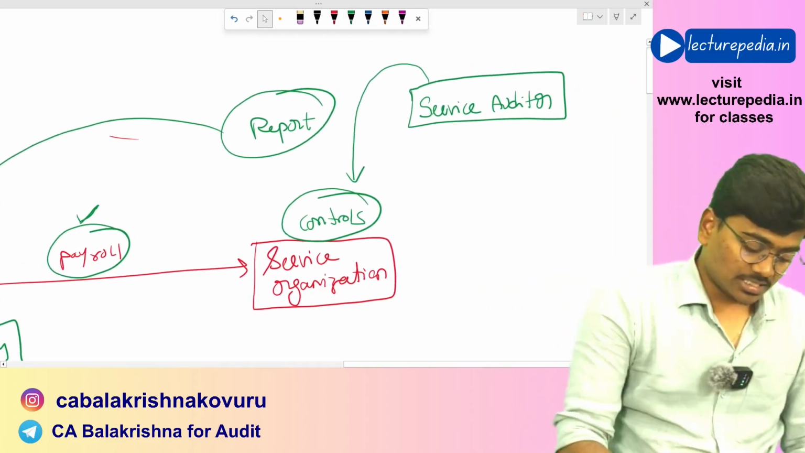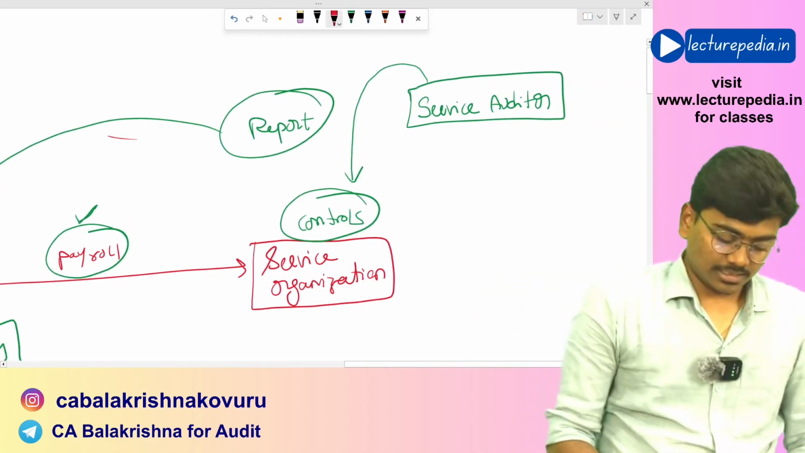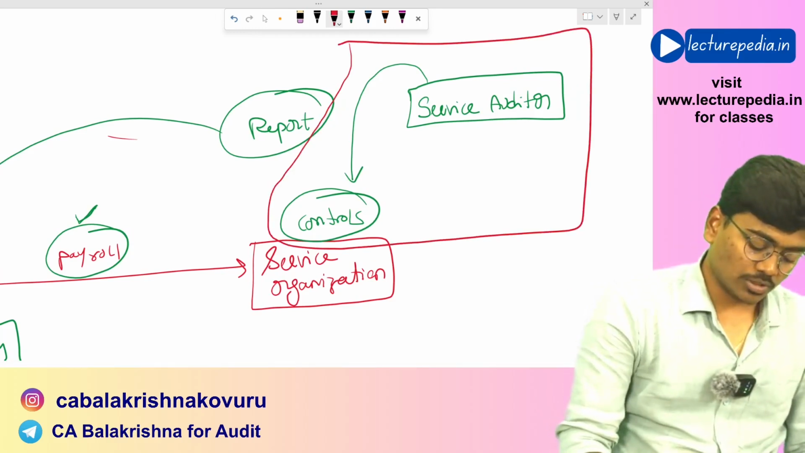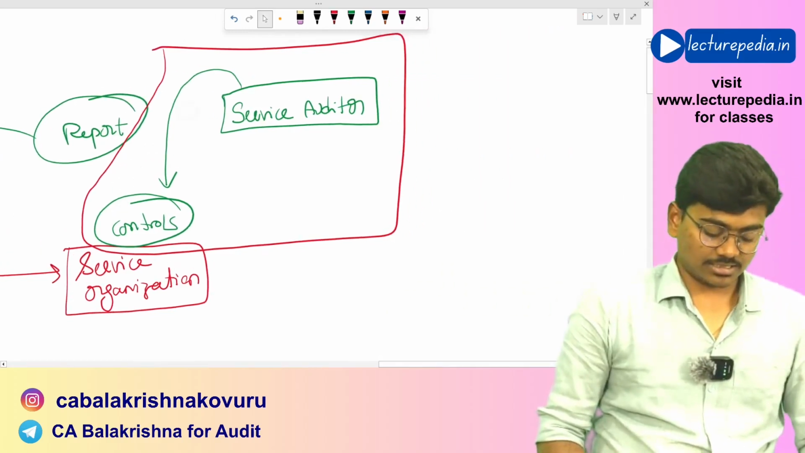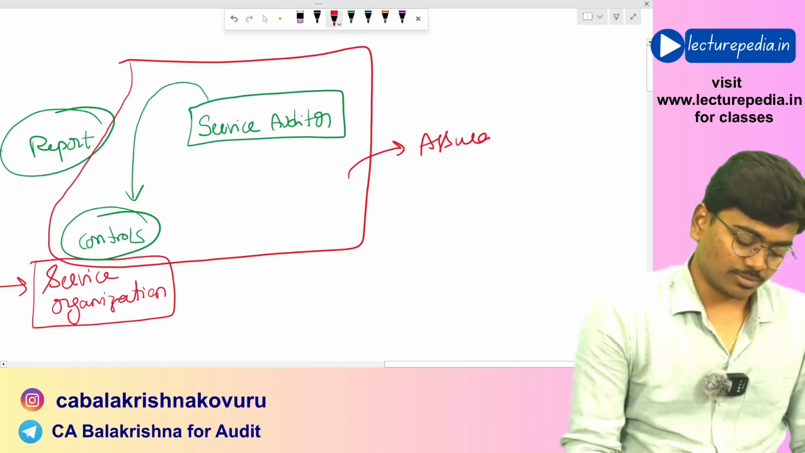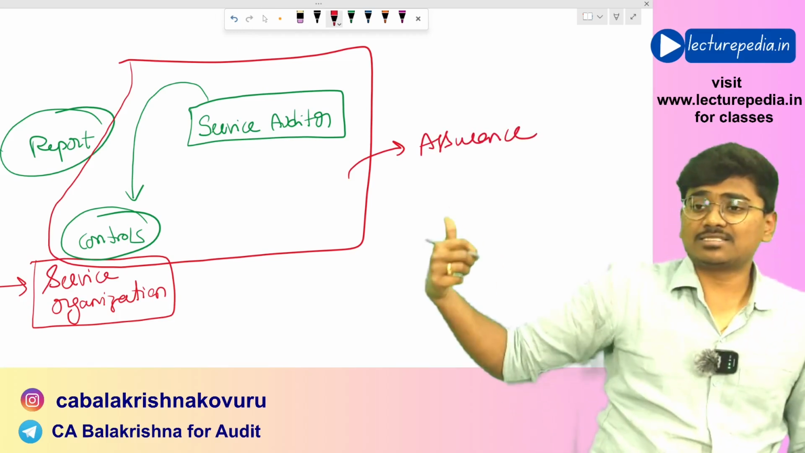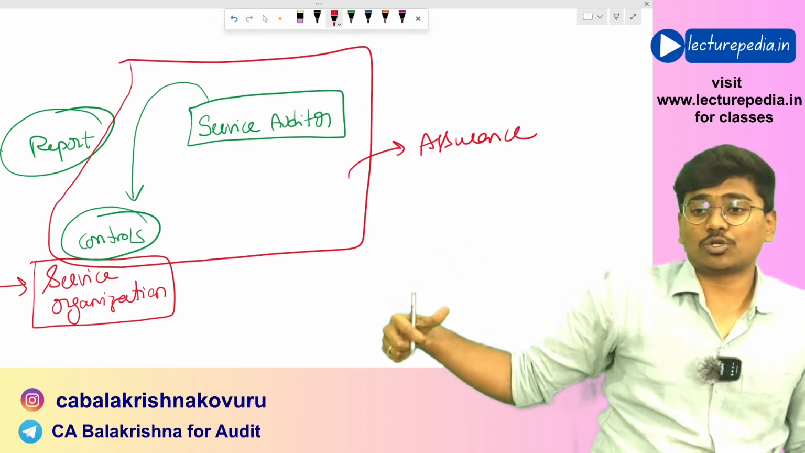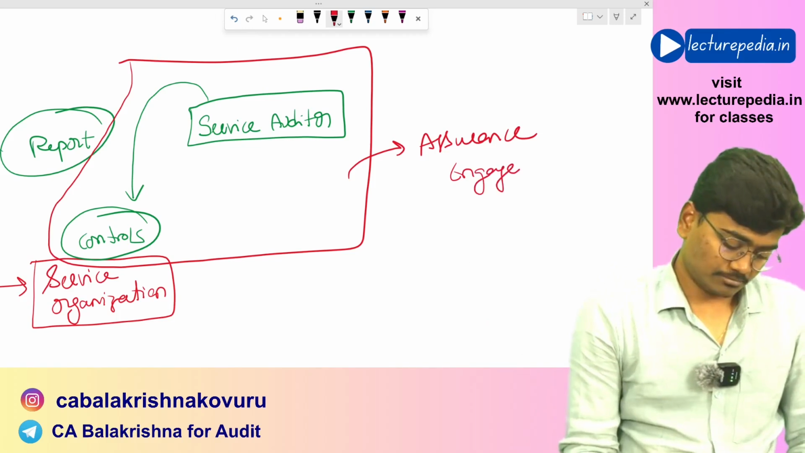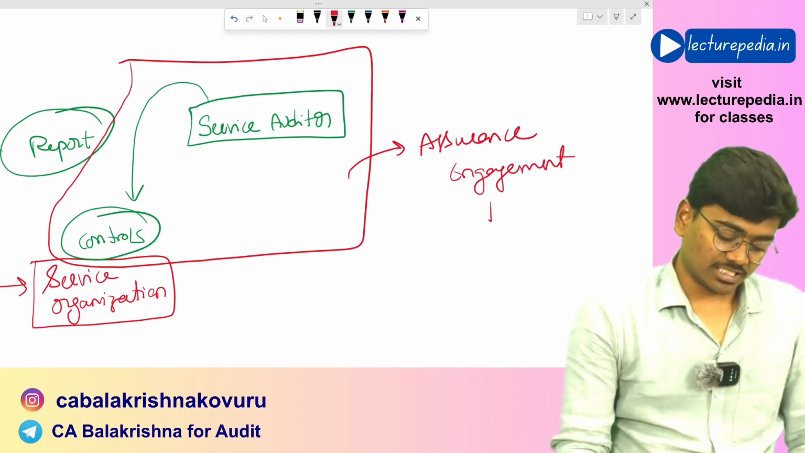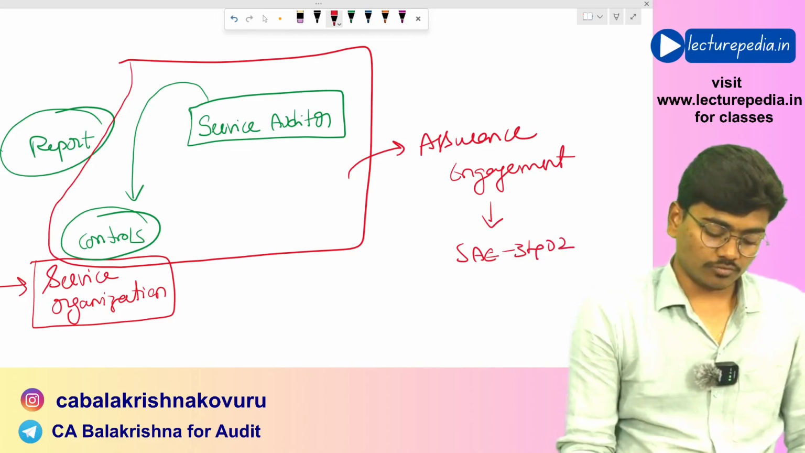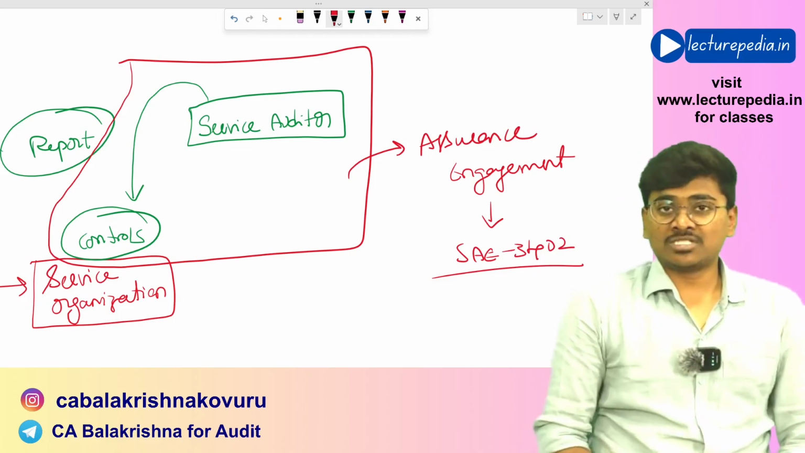Now the service auditor, here he is performing an engagement, right? He is verifying the controls at the service organization. For this engagement, okay, since the service auditor is providing assurance on the controls of the service organization, we call it an assurance engagement. Okay, for this assurance engagement, SAE 3402 will be applicable. Hope this is clear.